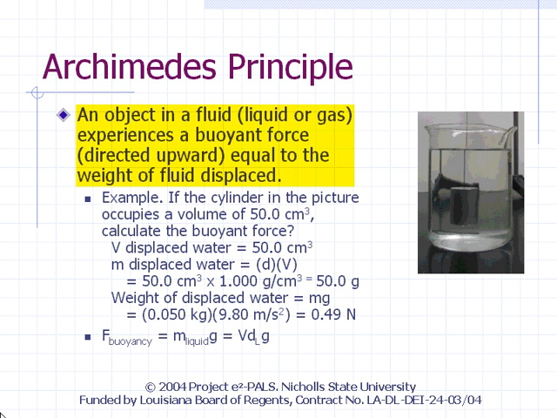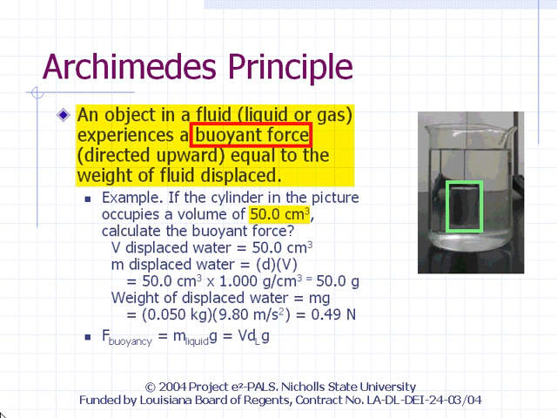Archimedes' principle states that an object in a fluid experiences an upward force equal to the weight of the fluid that it displaced. This upward force is called the buoyant force. Consider the cylinder submerged in water as shown in the picture here. Suppose the cylinder has a volume of 50 cubic centimeters. What is the buoyant force on the object?